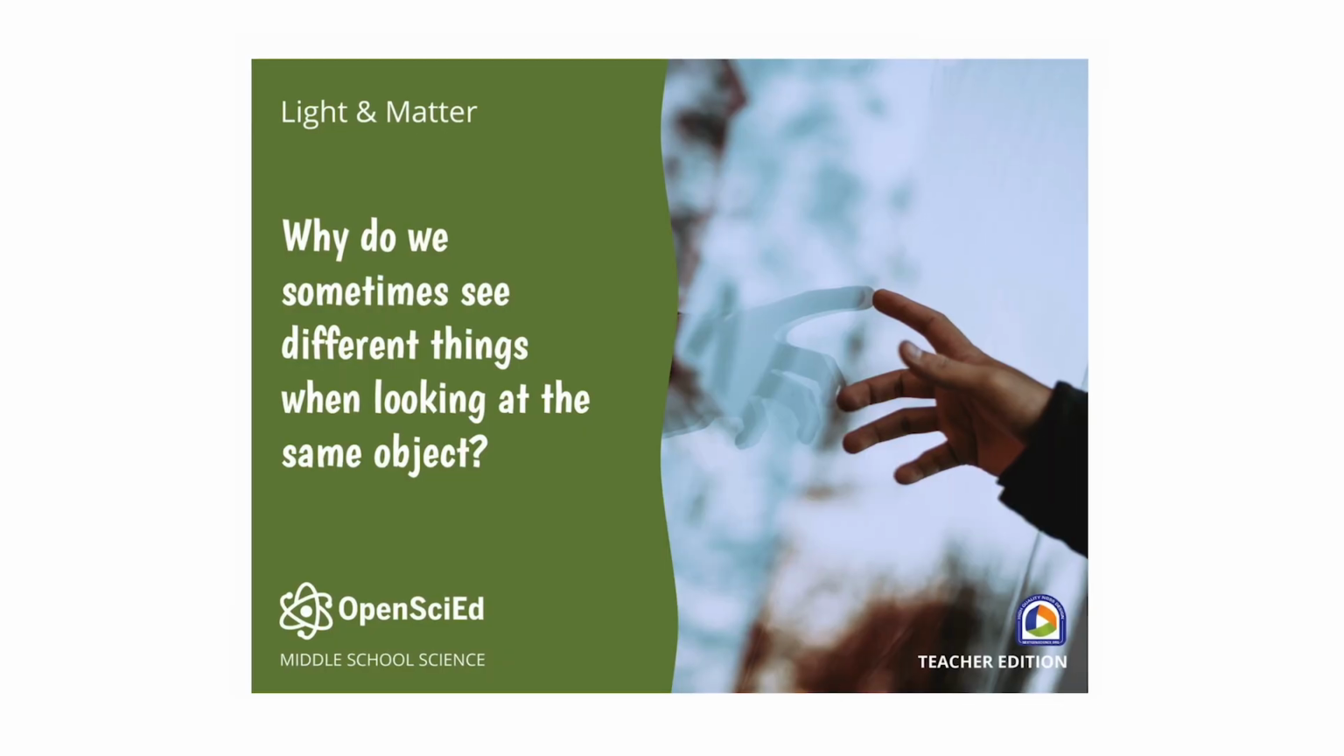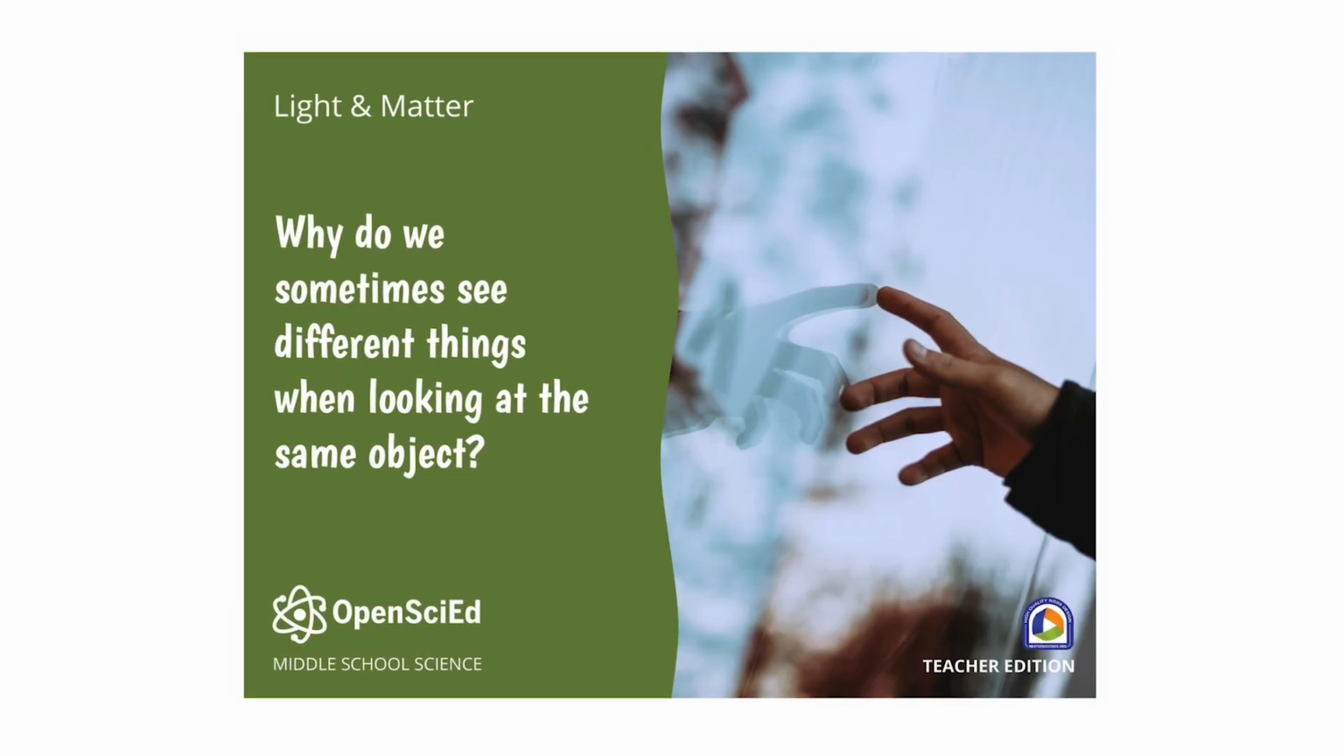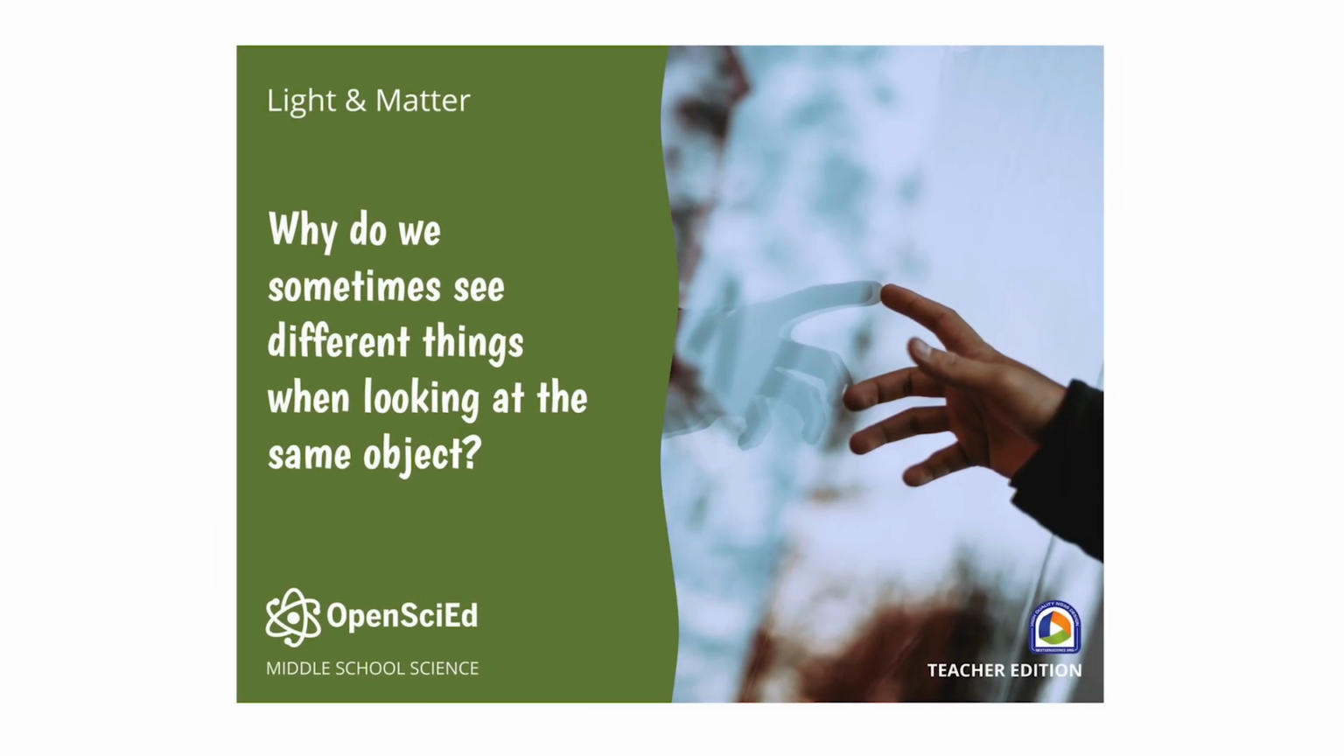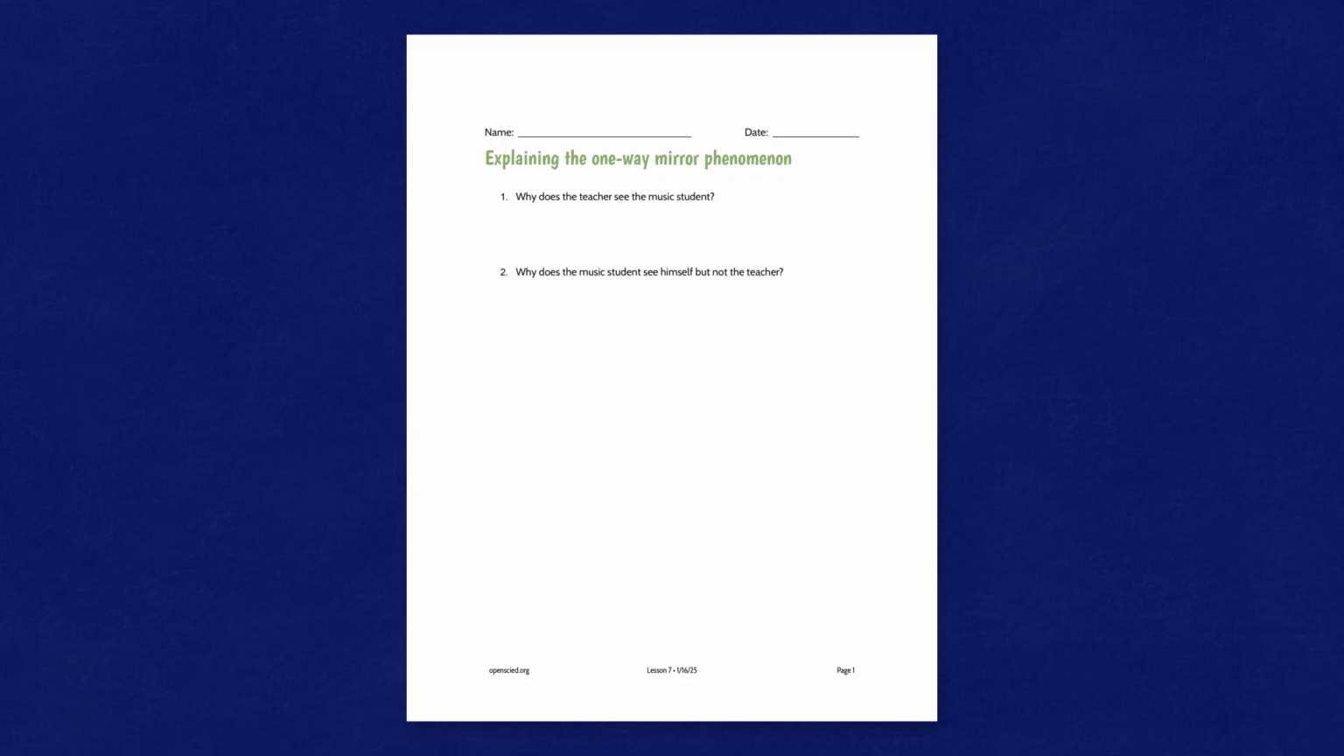So what might this look like in practice? Let me show you an example from the 6.1 Light and Matter unit. Imagine that you have this multilingual learner who loves to talk but finds organizing their thoughts into writing challenging. And you're coming up on lesson 7, which asks students to write an explanation of the one-way mirror phenomenon.